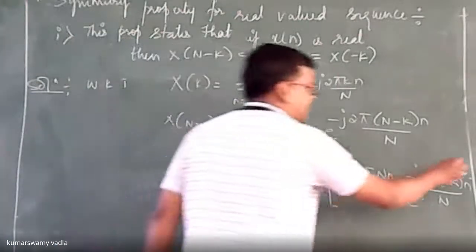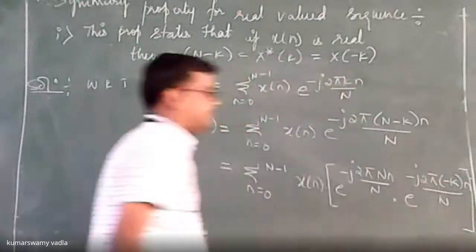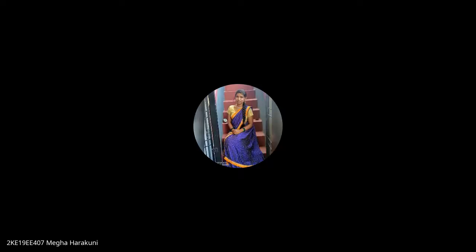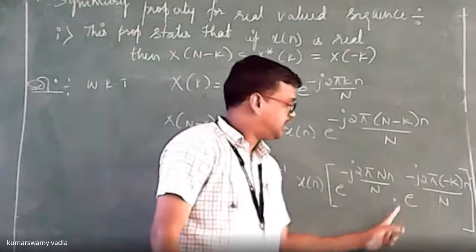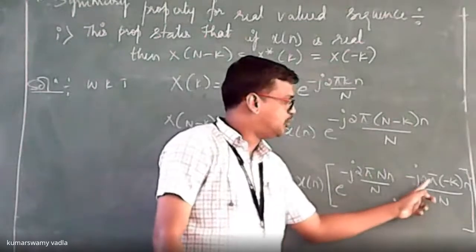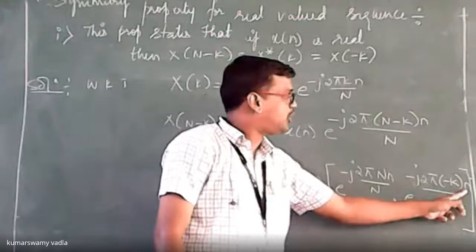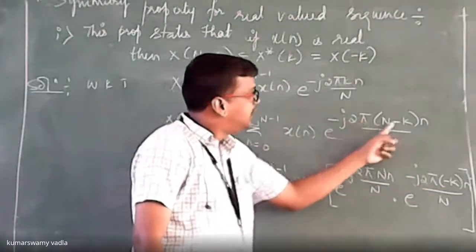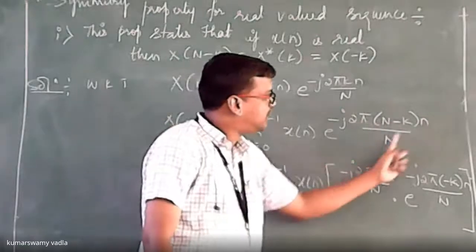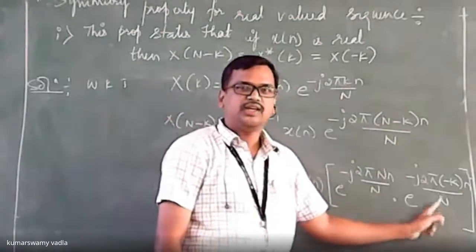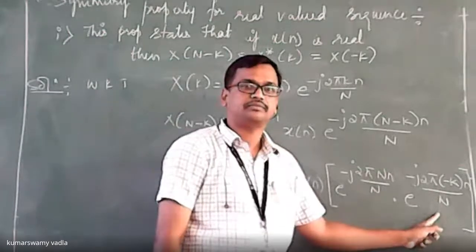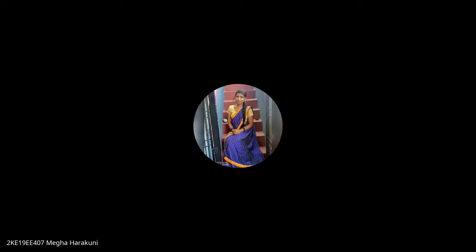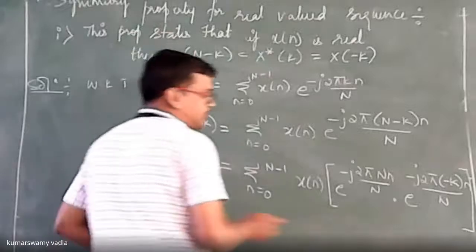Is this point clear? First and foremost thing. Sir, can't see that side, sir. The corner part? I'll read it out. See, e power minus j 2 pi N n into e power plus j 2 pi k n, into this, minus k into n divided by capital N. Is the point clear here, madam? Yes, sir. Now, please look onto the board.